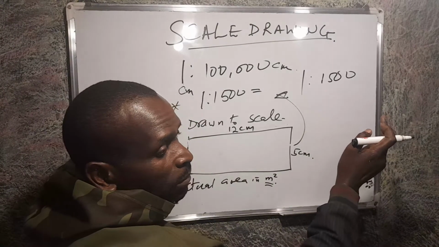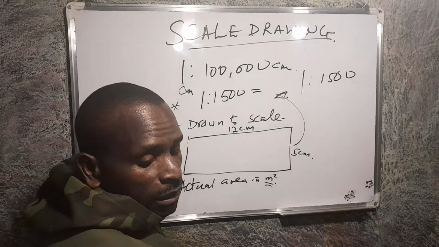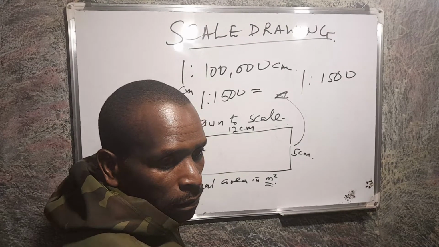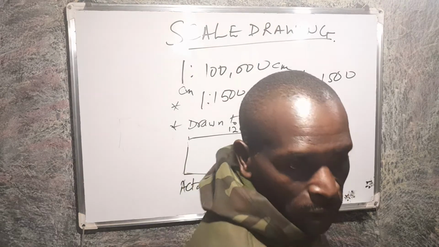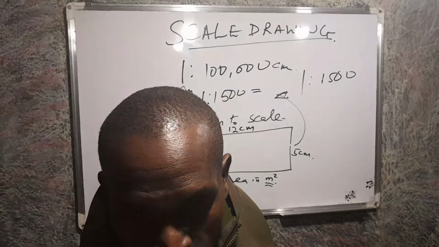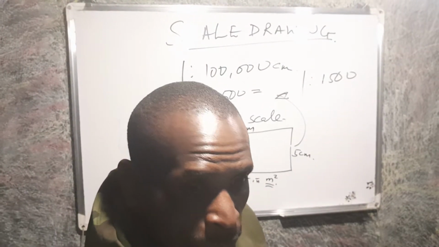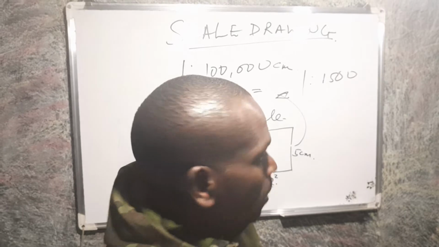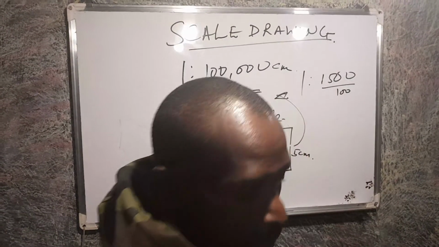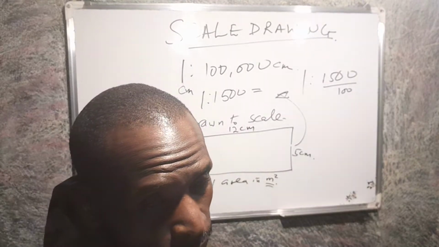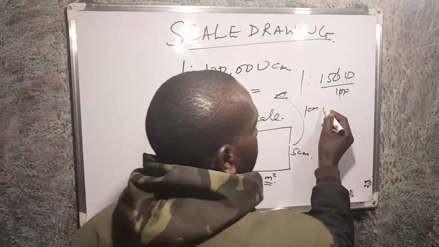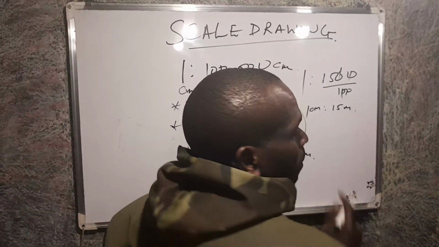How many centimeters are there in 1 meter? 100 centimeters. So divide by 100. In other words, 1 centimeter will represent 15 meters on the ground.